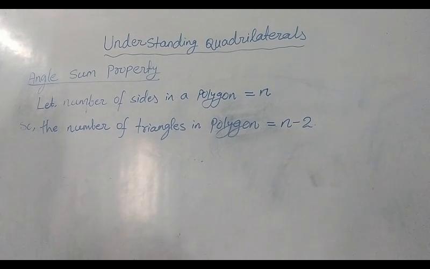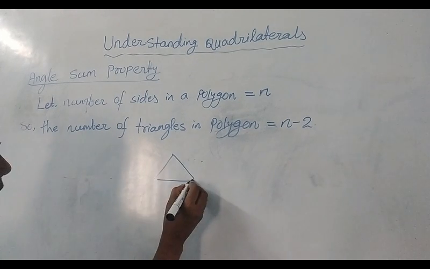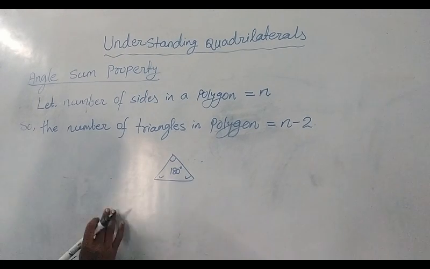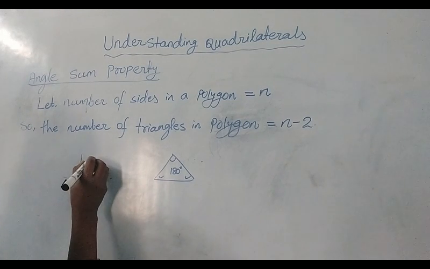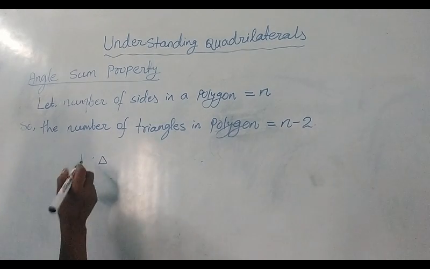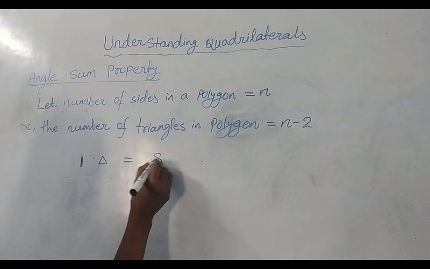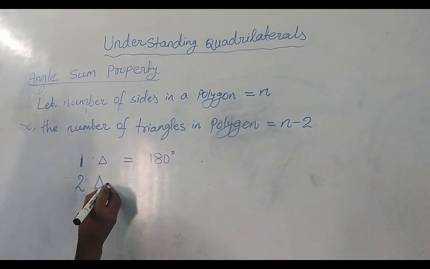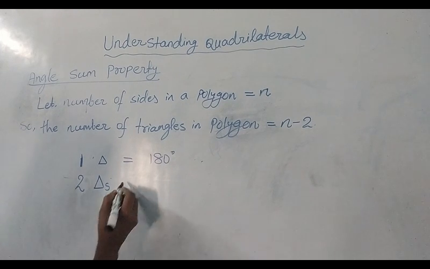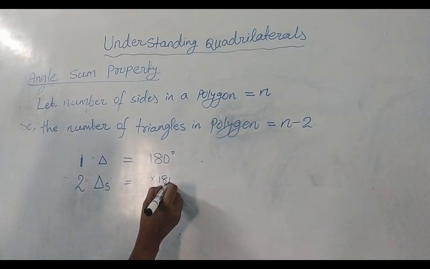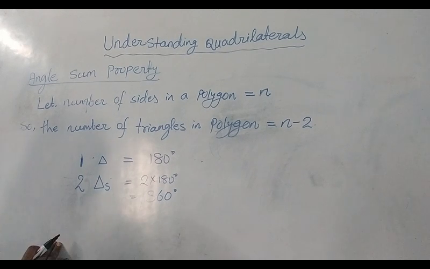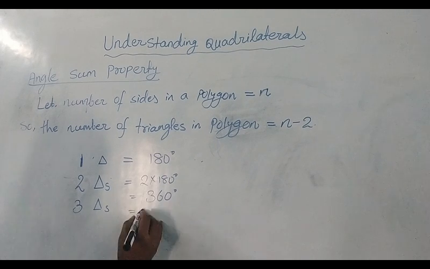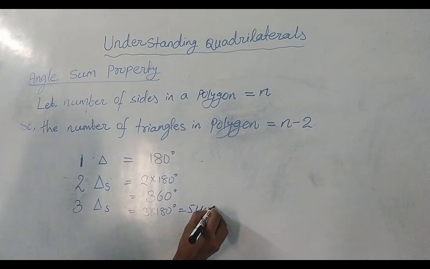Now what can we say? In a triangle, the sum of all interior angles is equal to 180 degrees. If we add the three interior angles, what will the sum be? 180. So when we have one triangle, the sum of its three angles is 180 degrees. If we have 2 triangles, we add an s for plural. So with 2 triangles, that means 2 into 180, the sum of the total interior angles will be 360 degrees. If we have 3 triangles, the sum of the interior angles of all three triangles will be 3 into 180, that means 540 degrees.